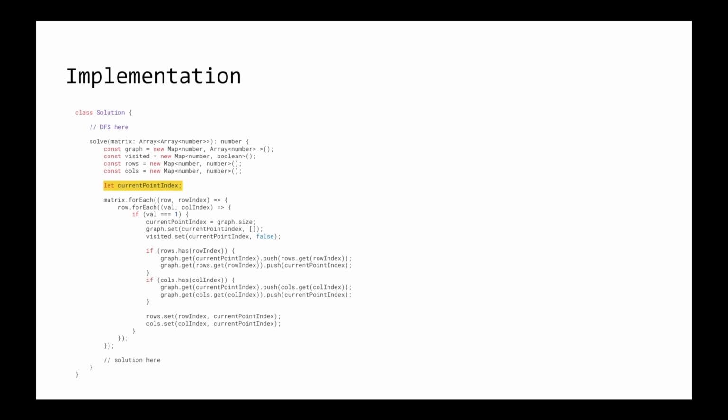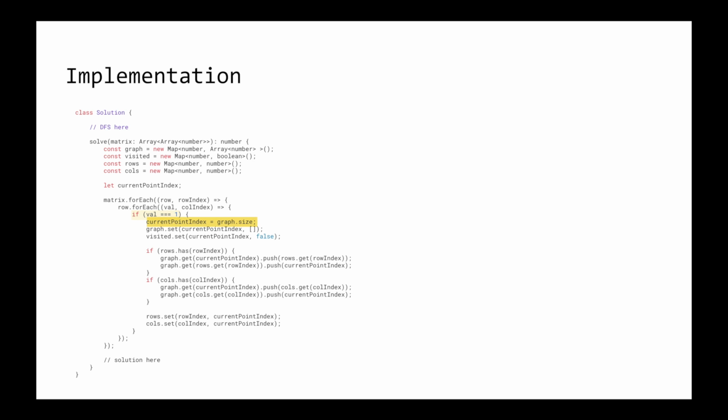Then we iterate over the matrix or the input once. This is a double for each, and obviously we're going to ignore the zeros, and when we encounter the 1, then we start building the process of the graph.